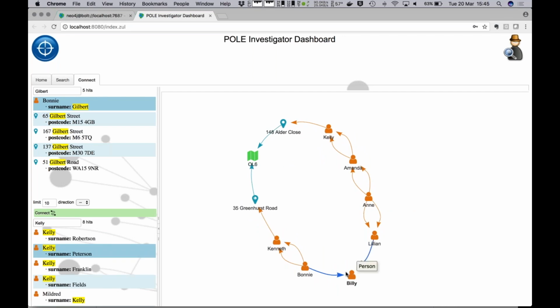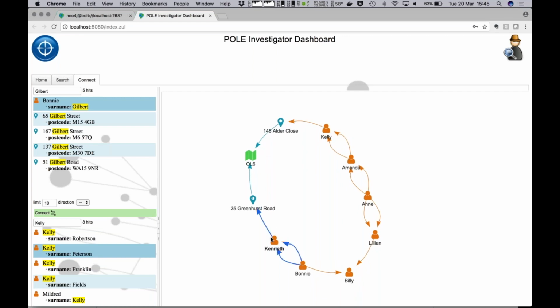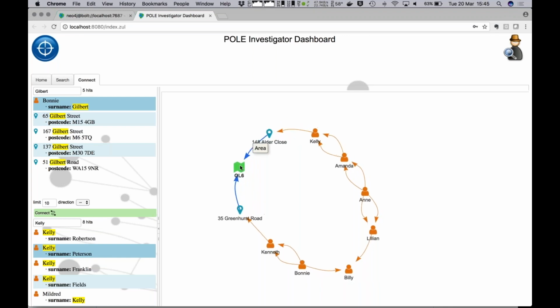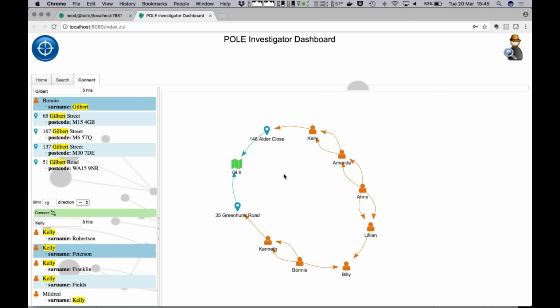We can see that there's a social network between them, a fairly long one. So Bonnie knows Billy, Billy knows Lillian, Lillian knows Anne, Anne knows Amanda, Amanda knows Kelly. Then we can also see Bonnie knows Kenneth. Kenneth lives at Greenhurst Road. Kelly lives at Alder Close. They're both in the same neighborhood. So while it's probably less likely, there's a chance as well that they know each other just because they live relatively close to one another. So a good way of being able to give someone the ability to do the shortest path quite easily between two people that they search for with this nice autocomplete feature.